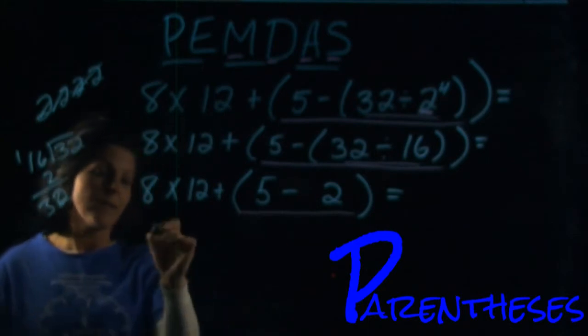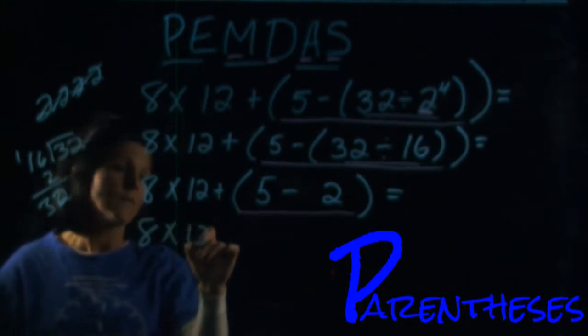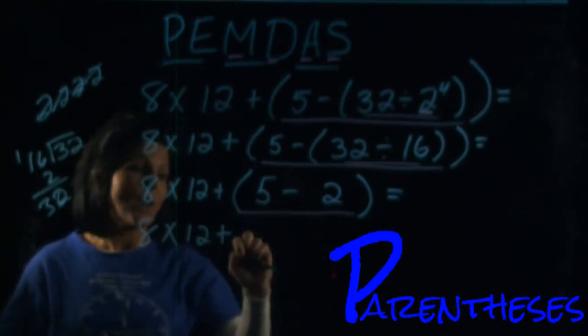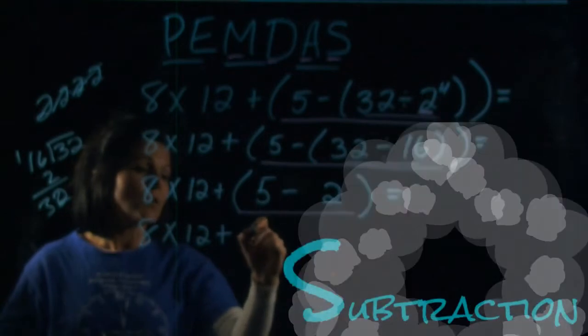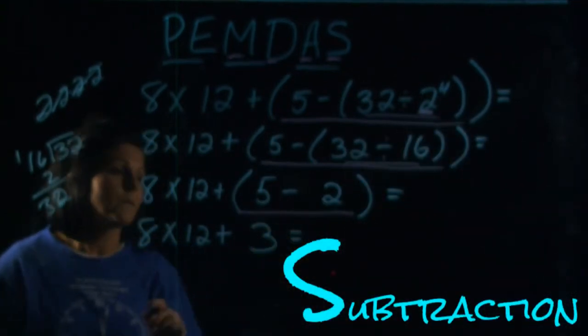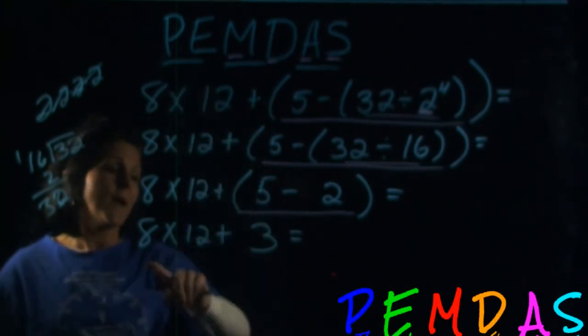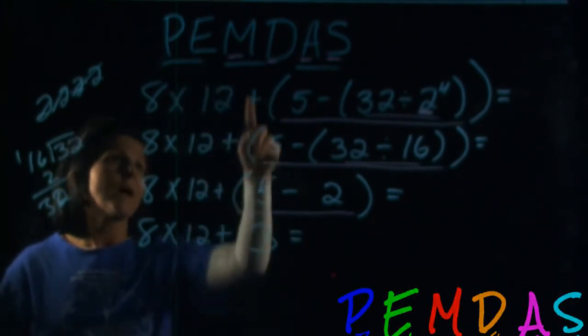I rewrite everything, 8 times 12 plus. Now I'm going to get rid of those parentheses because I only have one operation in here. 5 minus 2 is 3, equals. Okay, so now I'm going to follow PEMDAS again. Parentheses, have none. Exponents, I have none.